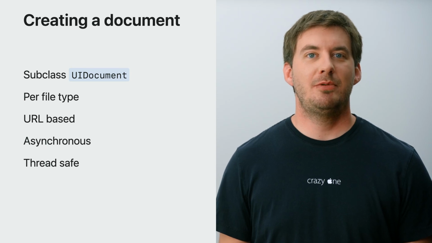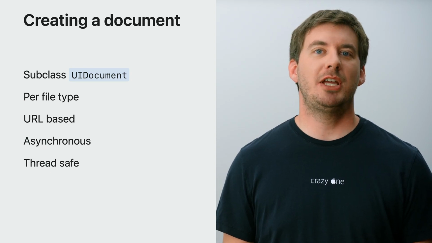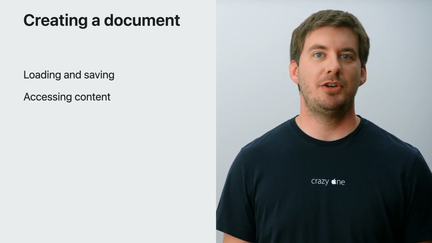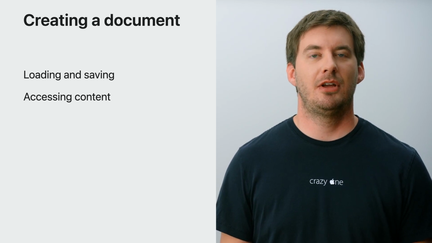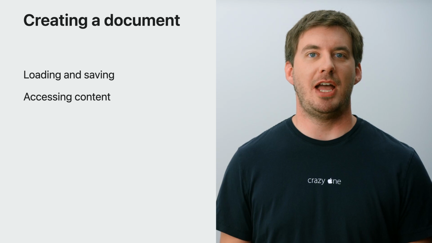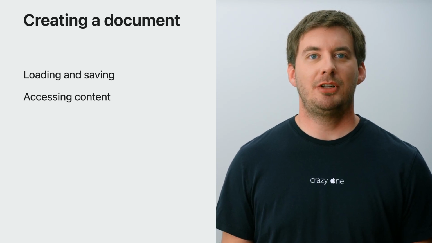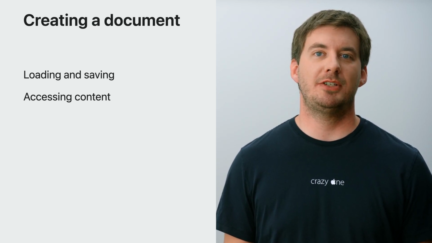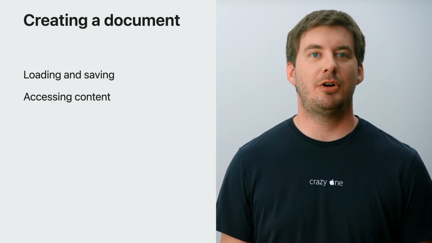When implementing a UIDocument subclass, there are two main responsibilities to take care of: loading and saving of the document, and providing access to the content of the document. Loading and saving is very similar across all documents. Accessing the content is more specific to the type of document and how it is used in your app. For example, a document model for a Markdown editor might only have a single text property, or it could expose a more complex interface that allows updating individual parts of the document.